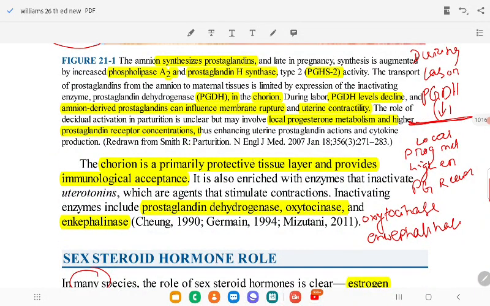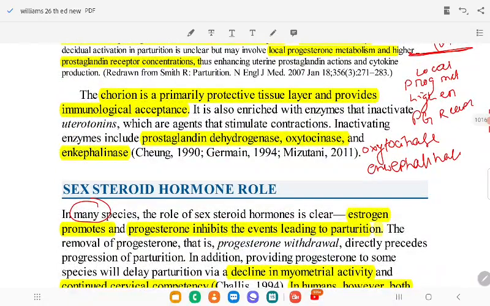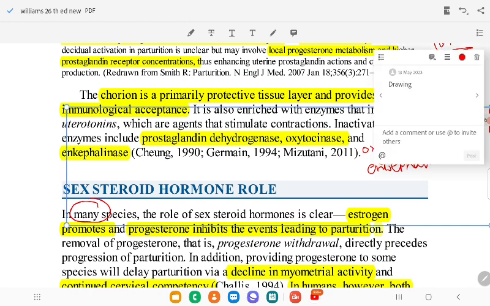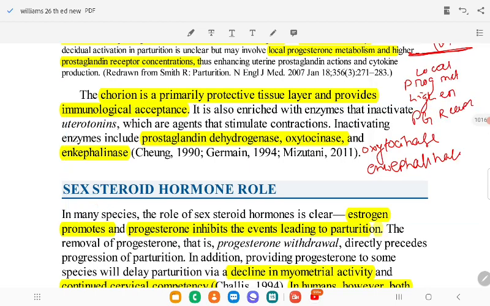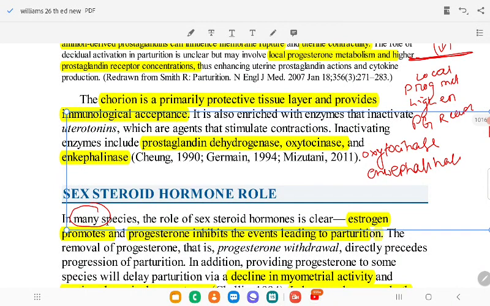What is the function of the chorion? The chorion is primarily a protective tissue layer that provides immunological acceptance. It is also enriched with enzymes that inactivate uterotonins, which are agents that stimulate contraction. These inactivating enzymes include prostaglandin dehydrogenase, which metabolizes prostaglandin, oxytocinase, which metabolizes oxytocin, and enkephalinase, which metabolizes enkephalin. All these protect against early initiation of labor before term.